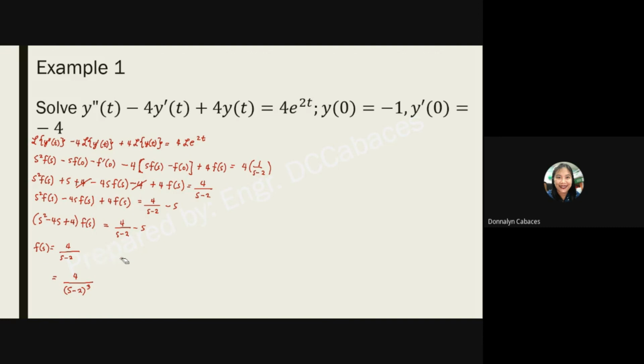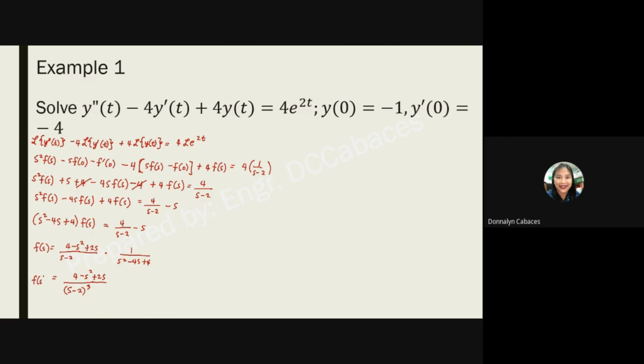We simplify first the right side of the equation. So when you multiply by s minus 2, that would be 4 minus s times s minus 2. So that would be minus s squared plus 2s. Times the 1 over s squared minus 4s plus 4. So the numerator now is 4 minus s squared plus 2s. I forgot this s. Okay? So this is now your f of s.